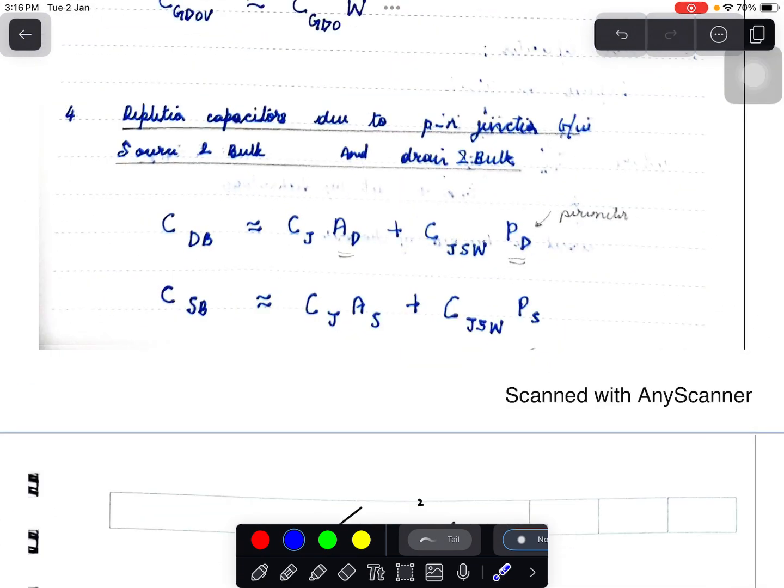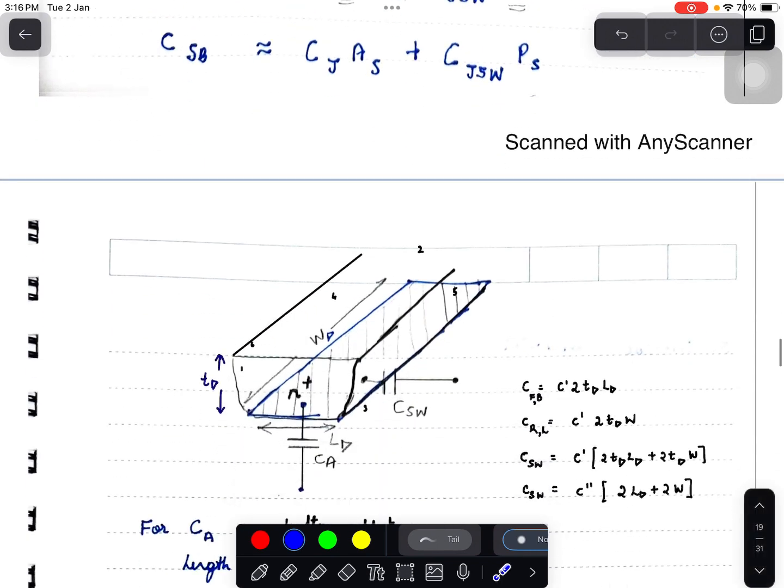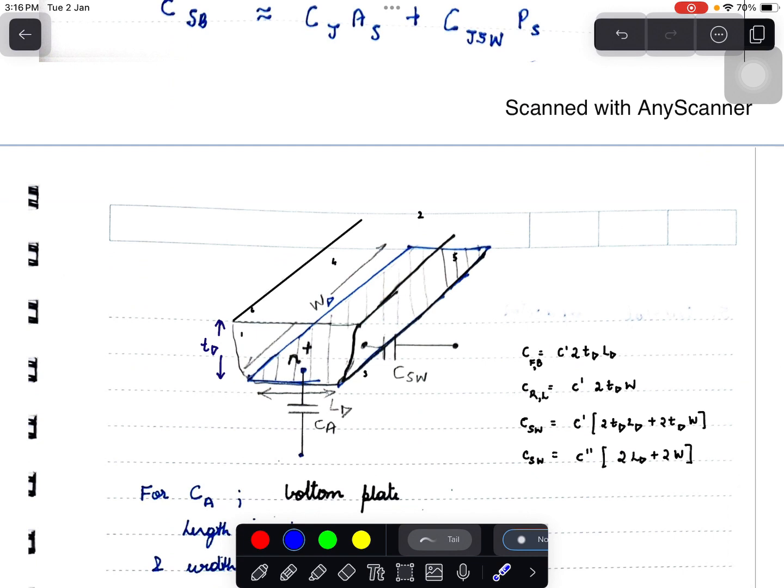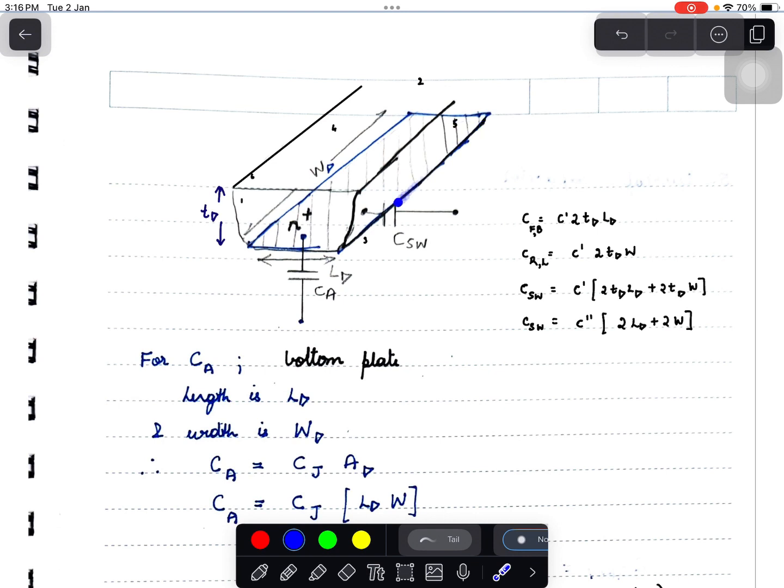I will explain how depletion capacitors due to the PN junction between source and bulk or drain and bulk are formed. Let us see the three-dimensional structure of the drain or source. It is a cuboid with 6 sides, that is the front side, the back side, the bottom plate, the top plate, the right side plate and the left side plate. The bottom plate capacitor is this one, its length is LD and width is WD.